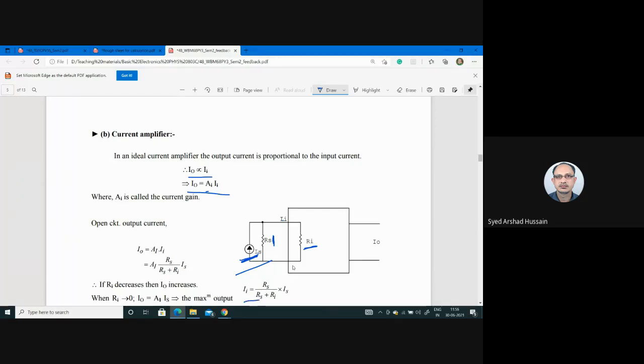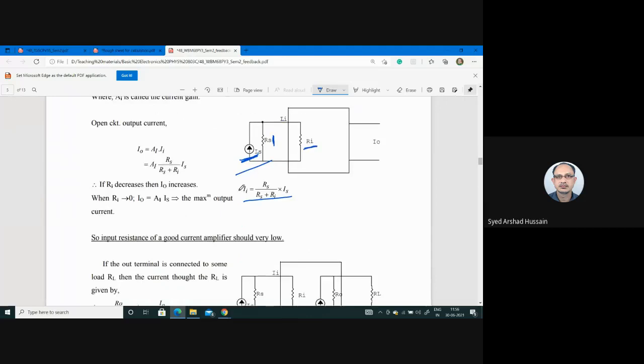Here again, using this current distribution, we have calculated the current II. You see this RS and Ri are in parallel. So one part of the current will go this way, another part will go this way. This part the amplifier will get as input. So II is equal to RS divided by RS plus Ri into IS. This is the actual input, although you are supplying this amount.